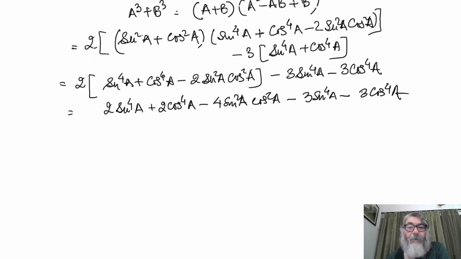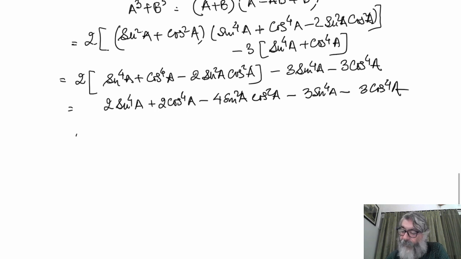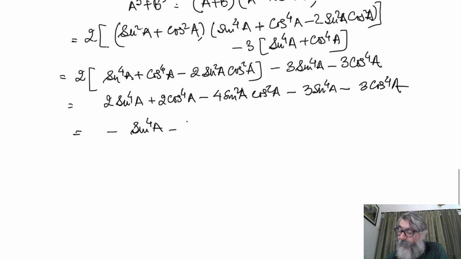Is that clear? Now 2 sine to the power 4a minus 3 sine to the power 4a will give me minus sine to the power 4a. Then 2 cos to the power 4a minus 3 cos to the power 4a will give you minus cos to the power 4a. And what else will I get?